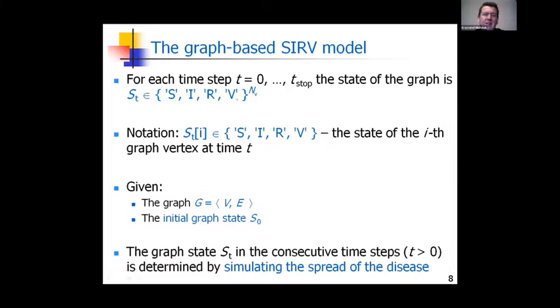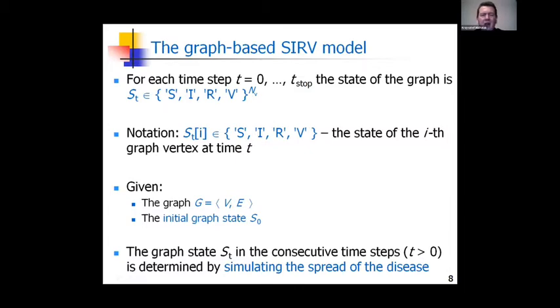And of course, the state of the entire graph can be described as a vector of states for each of the vertices. We are given at the beginning, of course, the graph and a certain initial graph state, and the simulation starts at time 0 from this initial state. And of course, it continues in discrete time steps.